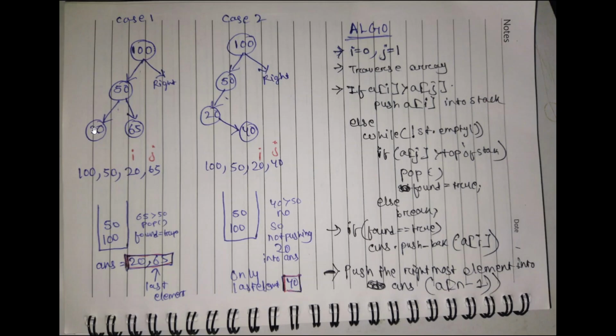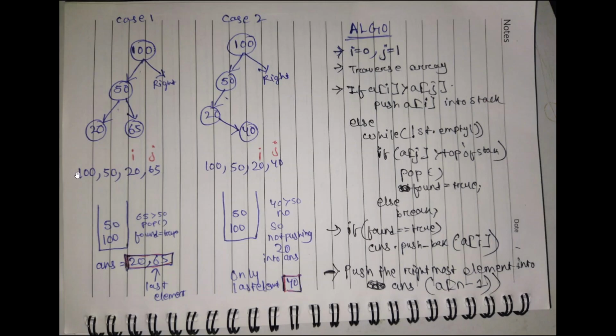You can see that here 20 and 65 both are leaf nodes, and here only 40, but the pattern is the same. First we have a decreasing order, like 150, 20, and then 65 is the one that is increasing. Similarly here we have 150, 20, and 40 is the one increasing. So how can we determine that here 20 and 65 both are leaf nodes and here only 40 is the leaf node? The algo is pretty simple.